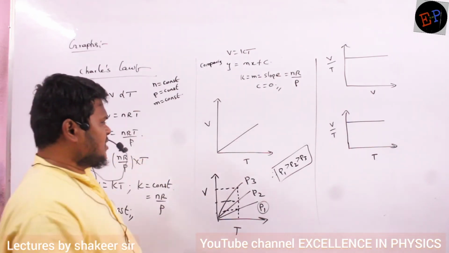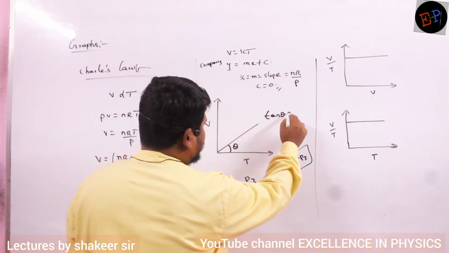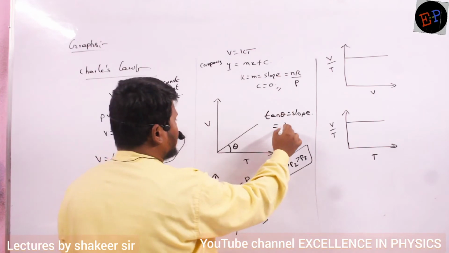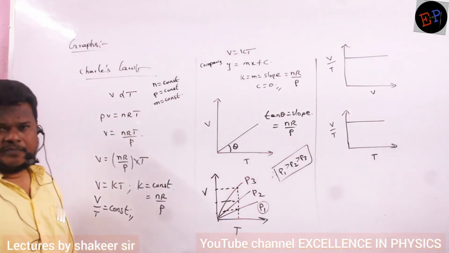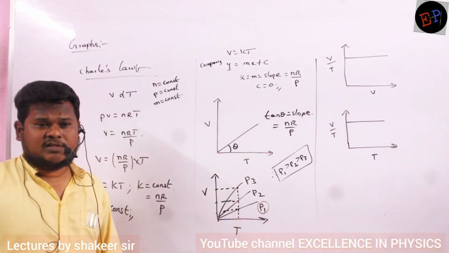And if you draw this graph, now you take theta here. So tan theta is nothing but what? Slope. Already we have written, no? Tan theta is called slope. And slope is how much? nR divided by P. So this is the slope of this graph. Clear? So like this, can't you draw graphs for, what is the third law?